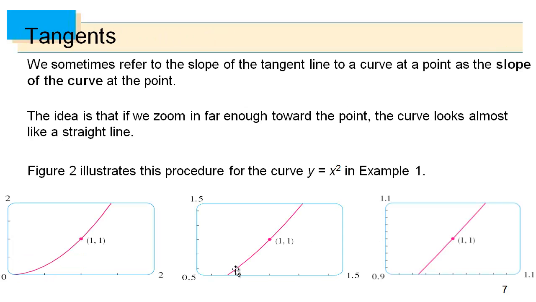We sometimes refer to the slope of a tangent line to a curve at a point as the slope of the curve at that particular point. Because if you were to zoom in on a function, you will see that a curve will look straighter and straighter and straighter as you zoom in. And so that tangent line and the curve end up melding together, and you get that the tangent line slope is the same thing as the slope of the function at that point.